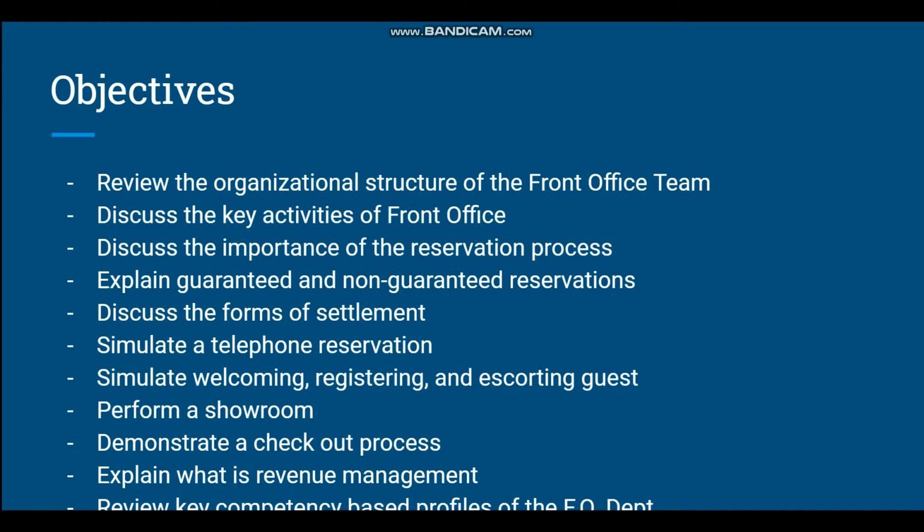We also have to simulate telephone reservations, simulate welcoming, registering, and escorting guests. We also have to do a performance of a showroom. We will be demonstrating a checkout process and explain revenue management, as well as a review of the key competencies based on the profile of the FO department.